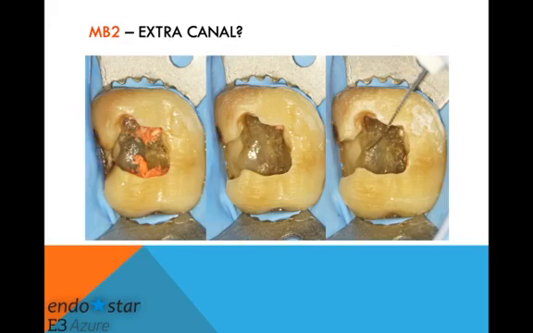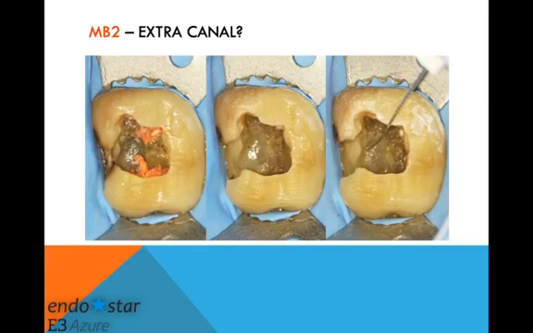Now MB2. Friends, I would like to mention here that MB2 is not an extra canal. It is one of the main primary canals when it comes to maxillary molars. Don't believe me? Tomorrow when your clinic opens, go to the dental office, and if you have an extracted maxillary molar, have a look at the mesiobuccal root. You will be shocked to see that the mesiobuccal root is thicker buccopalatally as compared to the distobuccal root or the palatal root. It is thicker buccopalatally because it has to accommodate the second mesiobuccal canal.